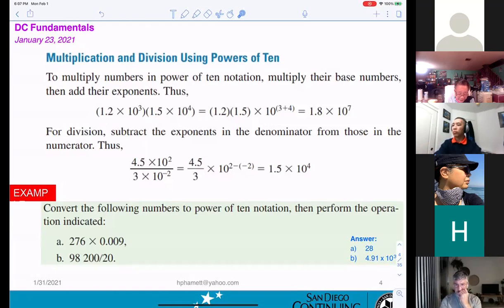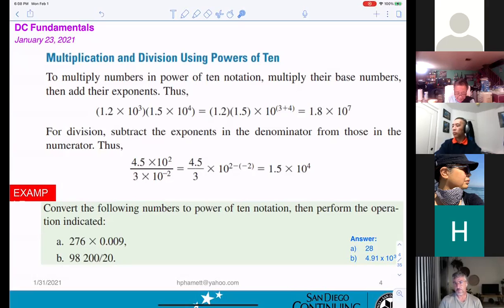And now for division. They say subtract the exponents in the denominator from those in the numerator. They take 4.5 times 10 to the 2 divided by 3 times 10 to the minus 2. Basically, you just take 4.5 divided by 3, and for the power, you take 2 minus minus 2. The answer will be 1.5 times 10 to the 4.